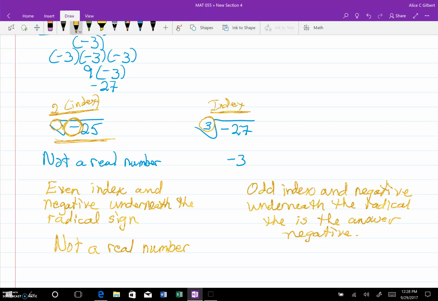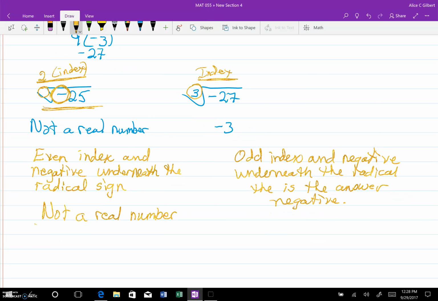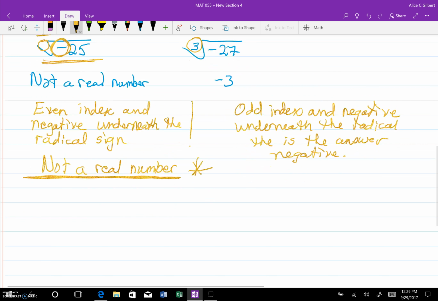Okay? Now, I'm going to put one caveat here. For right now, if we have an even index and a negative underneath the radical, then the answer is not a real number. By the time we are finished with this unit, you will know what to do with that, and this answer, not a real number, will no longer be acceptable. So for right now, it is, and you will know when we get there when it is no longer acceptable.